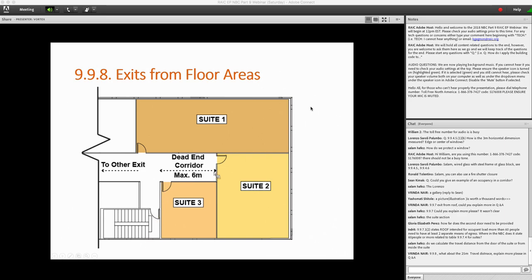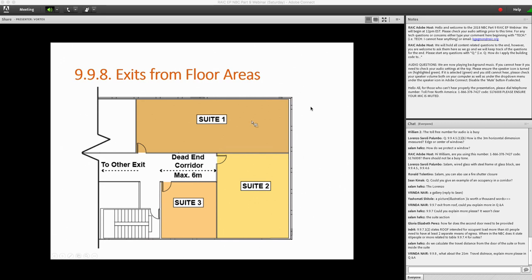Okay, so dead-end corridor maximum 6 meters. So the dead-end corridor is measured from the furthest point of the corridor serving suite 2 to where you have the option to go in another direction. Okay, so once you get to the left edge of suite 3, you can actually make a left turn and then use the exits there. So that's where your dead end ends, and this is required to be not more than 6 meters.